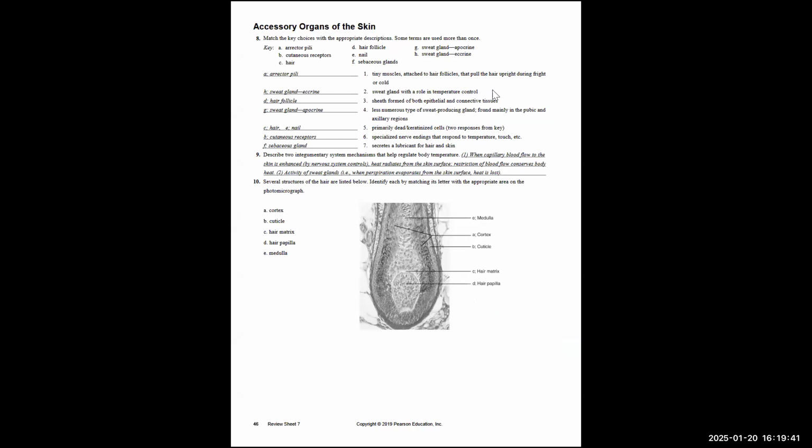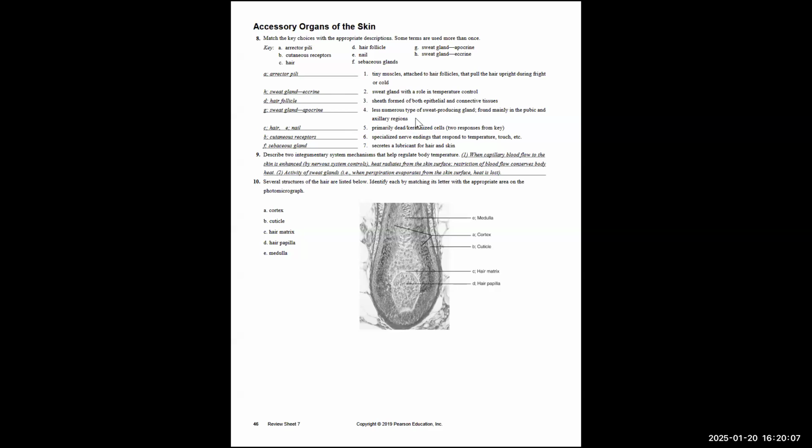2, sweat gland with a role in temperature control. Temperature control is going to be for everybody almost everywhere. So it's the eccrine sweat gland. 3, sheath formed by both epithelial and connective tissue. That's our hair follicle. 4, less numerous type of sweat producing gland, mainly found in pubic and axillary areas.